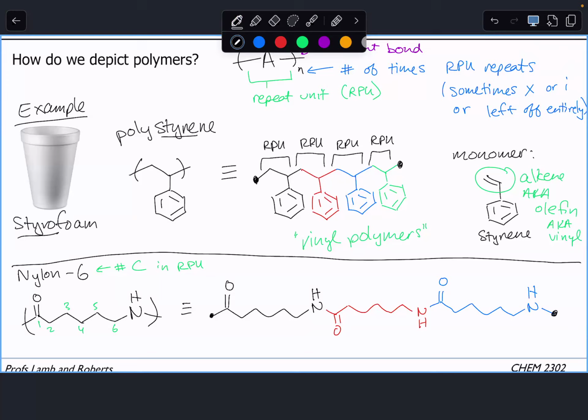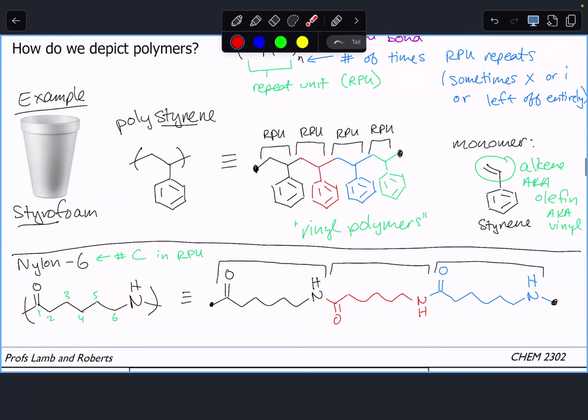Okay, so again, we have these different repeat units that are drawn in different colors. Hopefully you can see why we don't like to keep drawing it out. It gets really long, really big and kind of unwieldy to draw. So it's much, much easier to draw one repeat unit and then just put brackets around it, because it's a little bit easier to deal with.